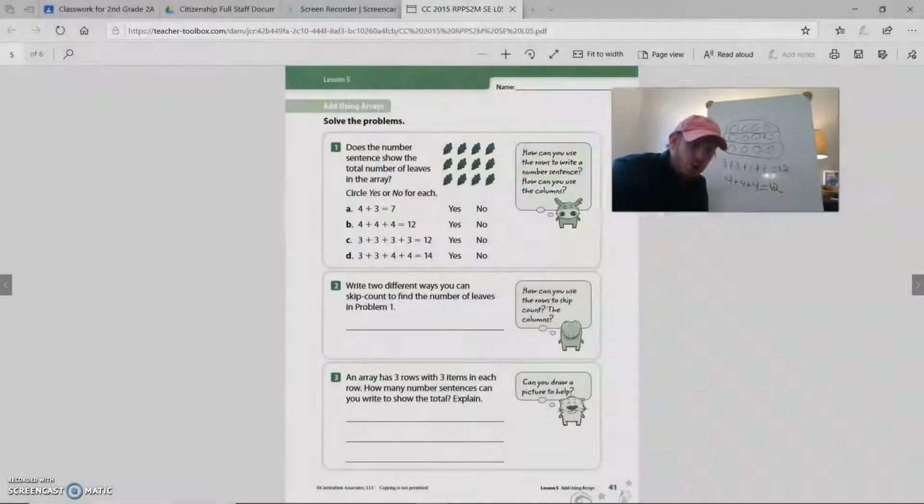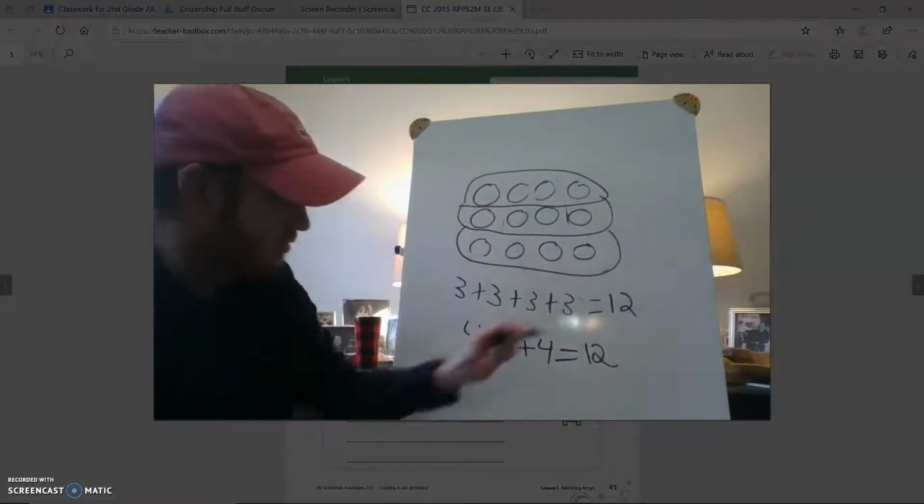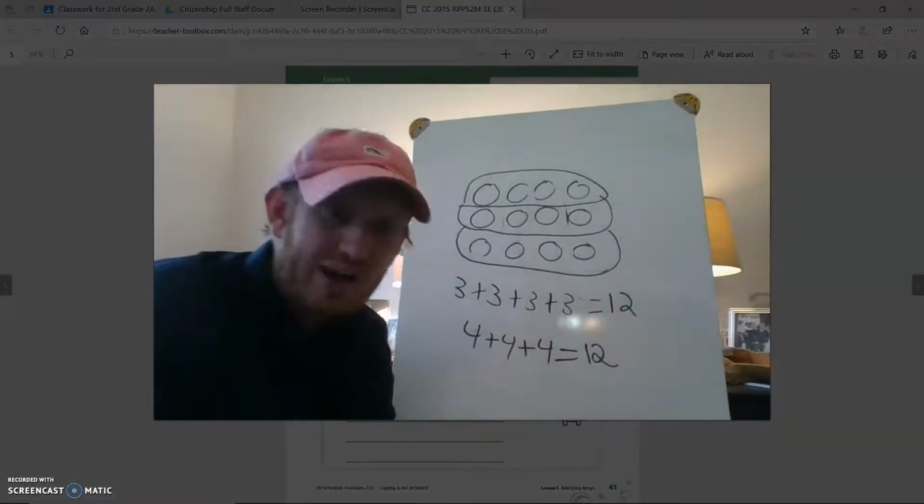So now when we go to our worksheet, we can look. A, 4 plus 3 is 7. It doesn't really work. There are 4 leaves in 3 groups, but it's not 4 plus 3. We know that we have at least 12, right? 12. So we know that's not right.